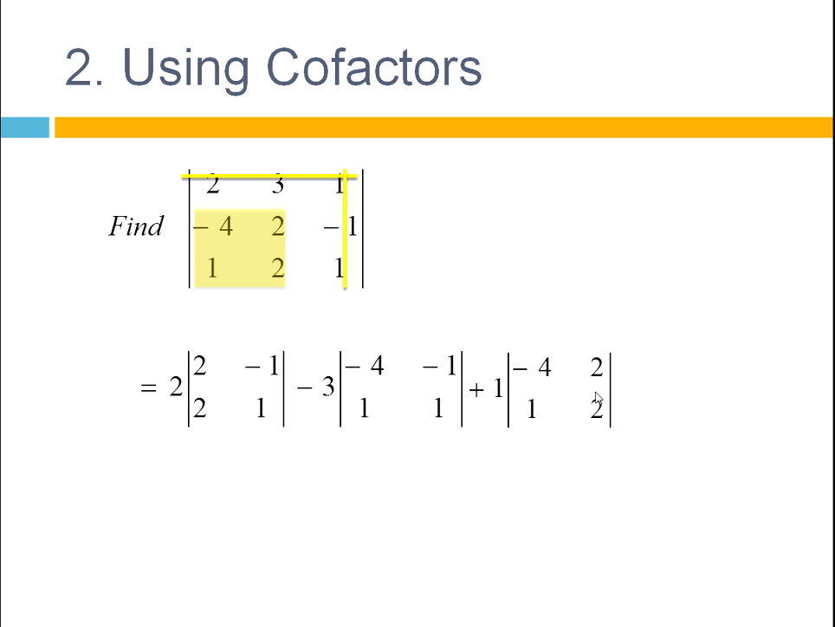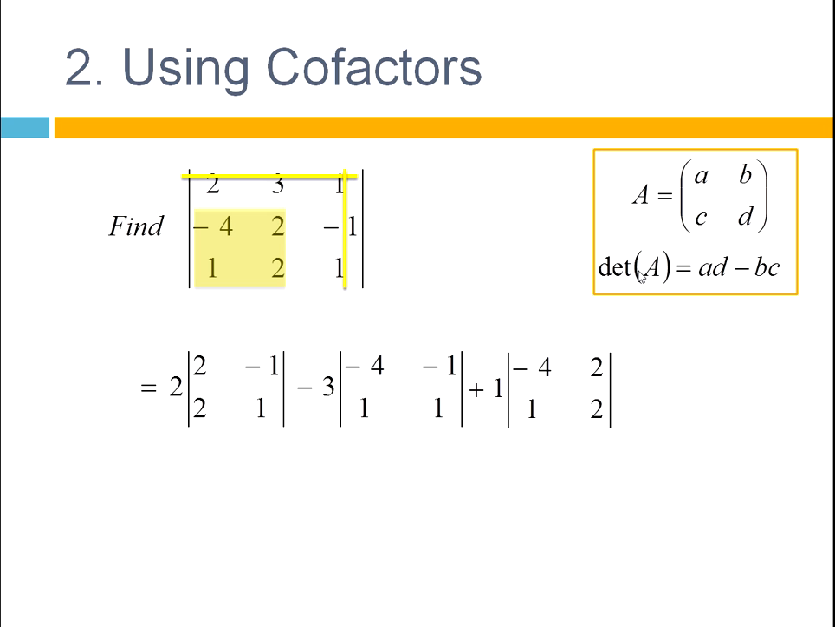So we find each of these determinants using the determinant of A is AD minus BC, or multiplying across the diagonals. You're left with this expression. You see in this first one here we've got 2 times, and then 2 times 1 minus 2 times minus 1, which gives you this here. This is minus, and 3 times the determinant of this is minus 4 times 1 minus 1 times minus 1, which gives you that. And you do the same for this here. When you simplify all that out, it gives you 7, exactly the same as the previous method.